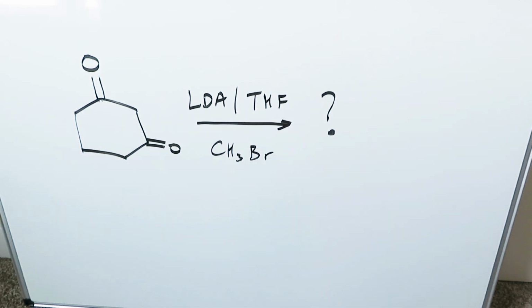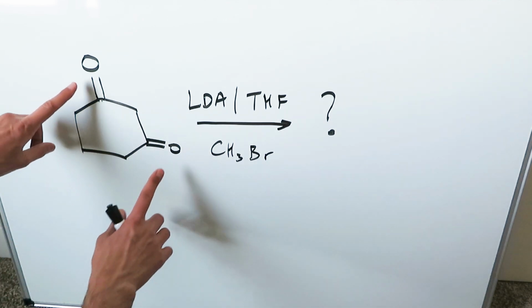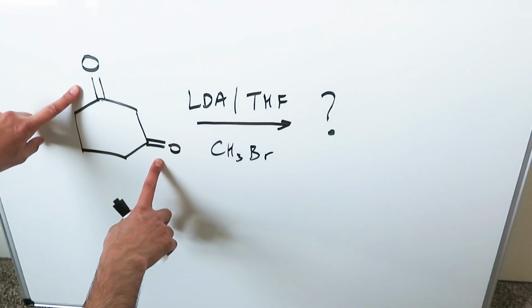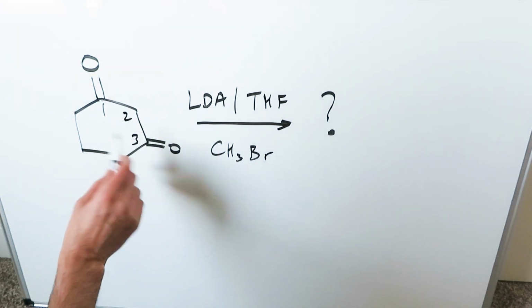We're looking here at just a single reaction in this video. What is the end product of it? We have a cyclohexane ring from which are stemming two carbonyl groups, and these are ketones. If you were to number this, you're looking here at 1, this is 2, this is 3.